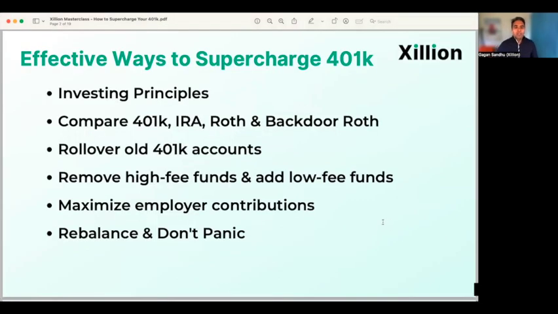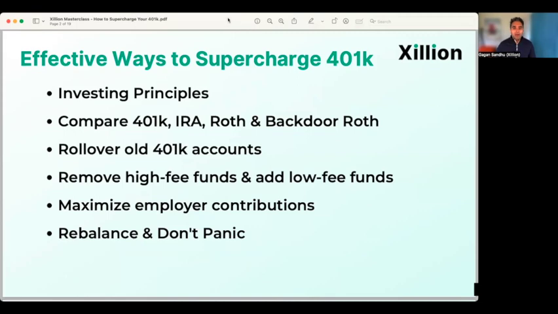We will go over investing principles. We'll also, the number one ask from this masterclass was how to compare 401k, IRA, Backdoor, Roth, all of those things. So we'll do a deeper dive into that. We'll also talk about old 401k accounts and how to roll them over and why you should roll them over.